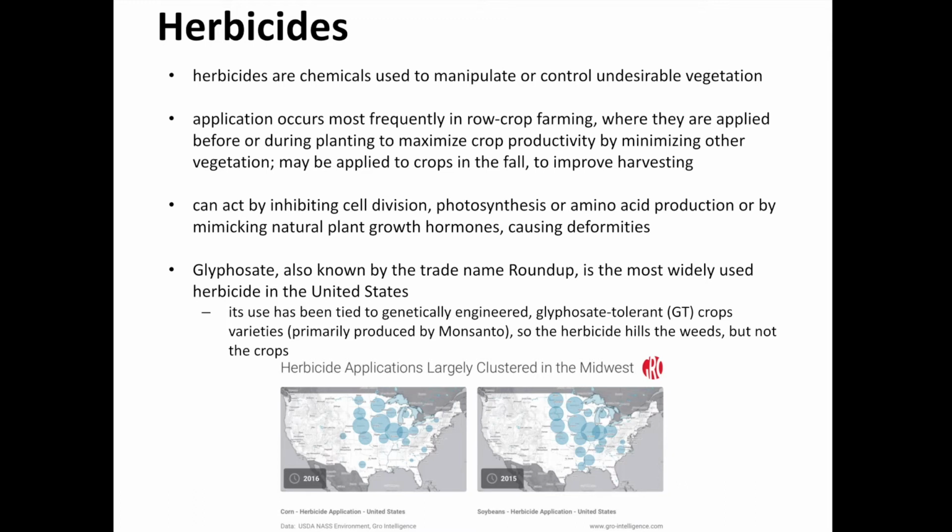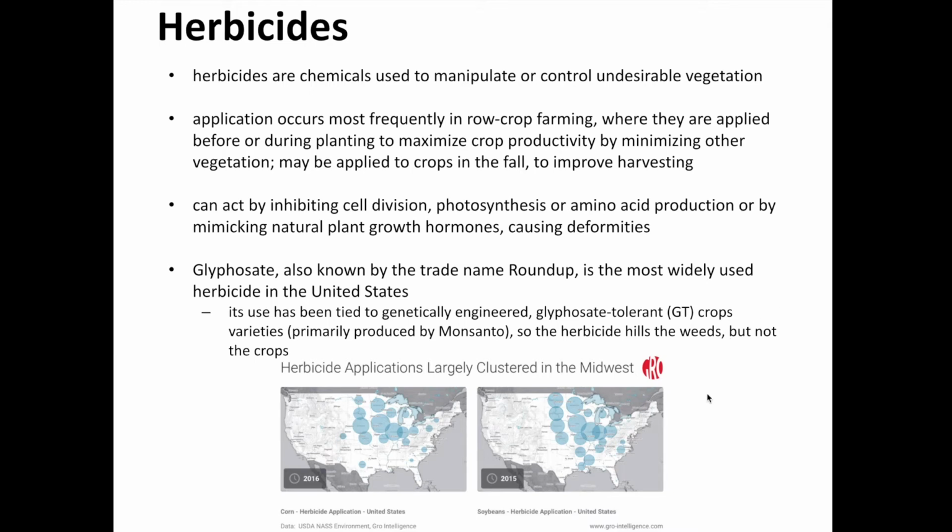Its use has been tied to genetically engineered glyphosate tolerant plants, which are produced by Monsanto primarily, so that the herbicide kills the weeds, but not the crops. So you can do widespread application of Roundup to a field, and it will only target wild plants, but it won't target your specific genetically engineered plant that is resistant to that particular herbicide. The vast majority of herbicides are used in the Midwest, where we produce most of our corn and soy.